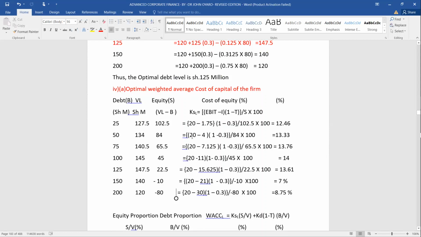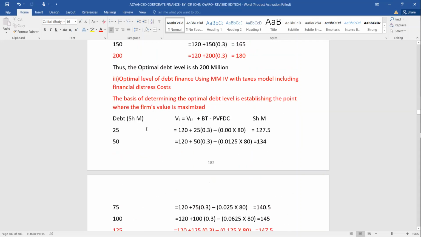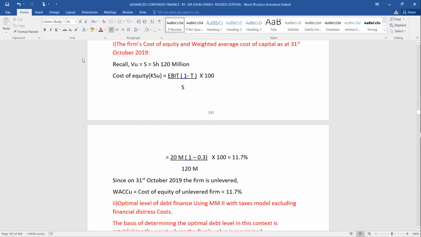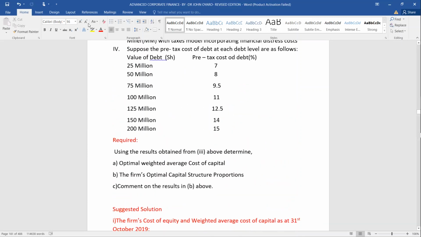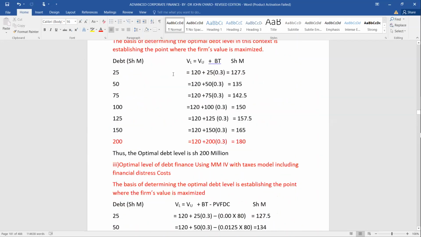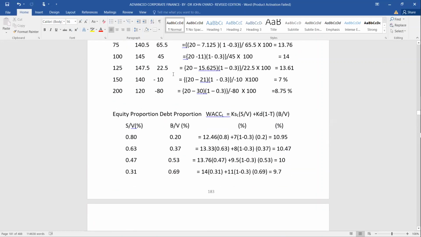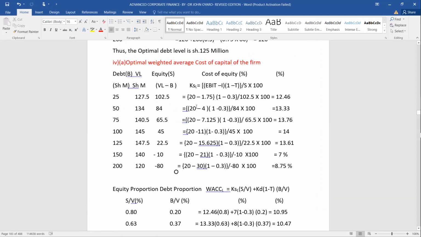Operating income is 20 million minus interest. What's the coupon rate I've used? At 50 million debt, I've assumed a pre-tax cost of debt of 8%. 8% times 50 million. How much interest is payable? 4 million. Sasa si ndio hiyo naona nimetoa hapo, eh?